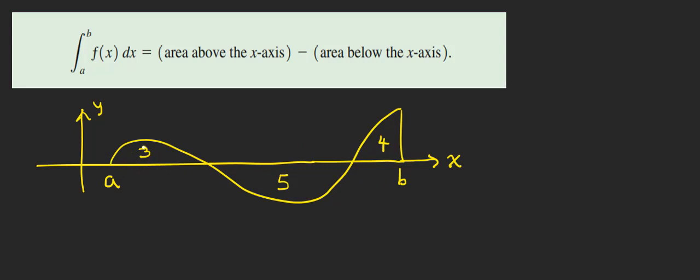The area from here to here is 3. And area from here to here is 5. And area from here to here is 4. But what will be the integral of f of x from a to b? For this case, it will be 3, positive because this is above the x-axis. Now the area here is 5, but the integration is going to be negative 5. And then this is above the x-axis, that's going to be positive 4. So you get 2.